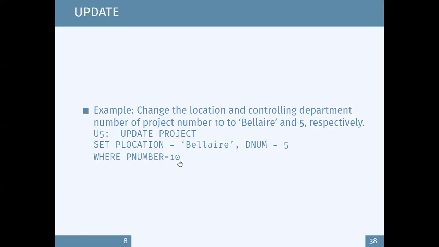So simply you are going to change project location and the department number, which means who controls the particular project, where the project number is 10. So you change both the location and controlling department number.